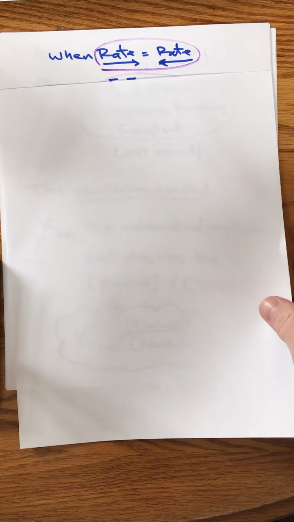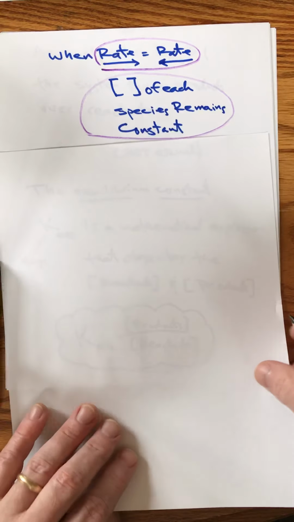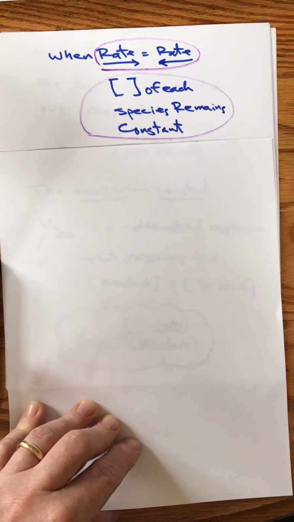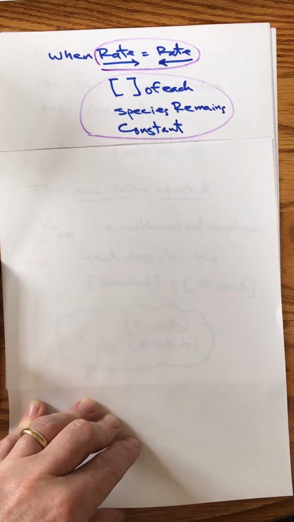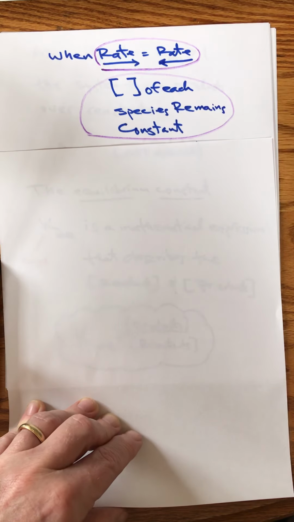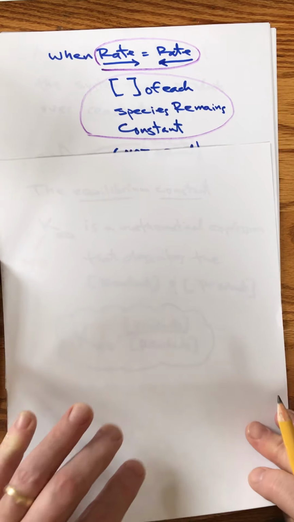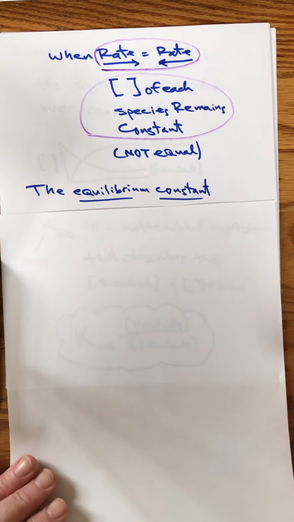So when the rate forward equals the rate reverse, the concentration of each of the species, I like to use that word, remains constant. Each species in the system appears to stop changing. At the molecular level, it's changing, but at the macroscopic level, if you were measuring the concentration, it would remain constant. That doesn't mean equal.